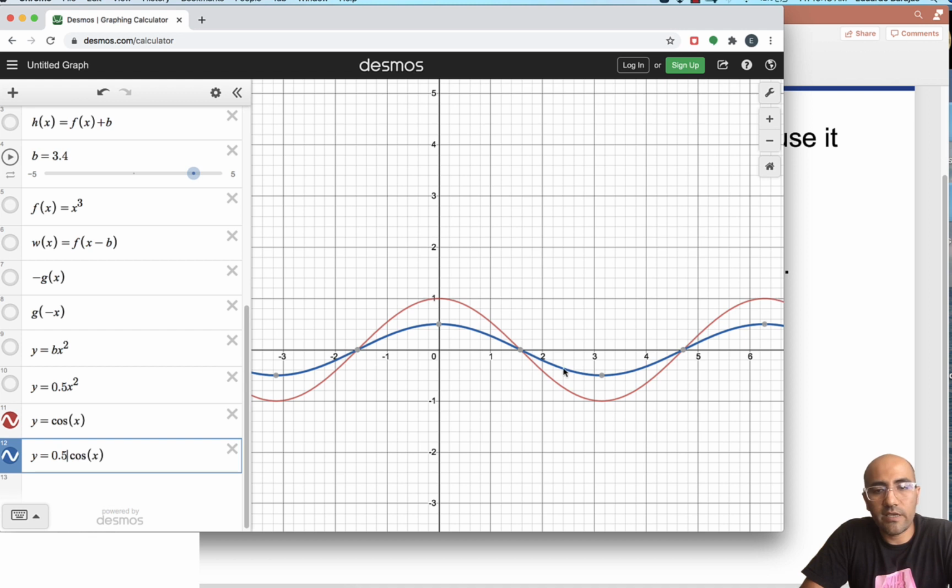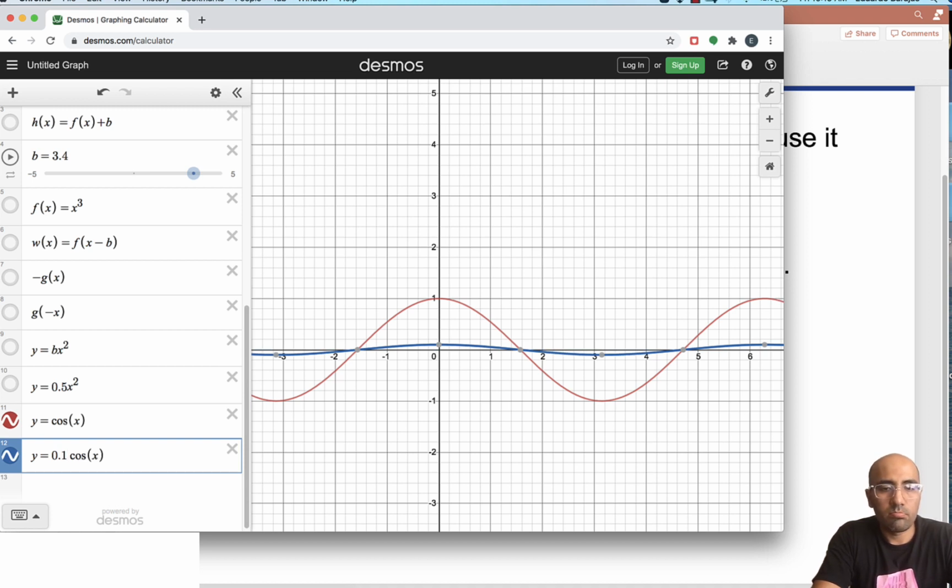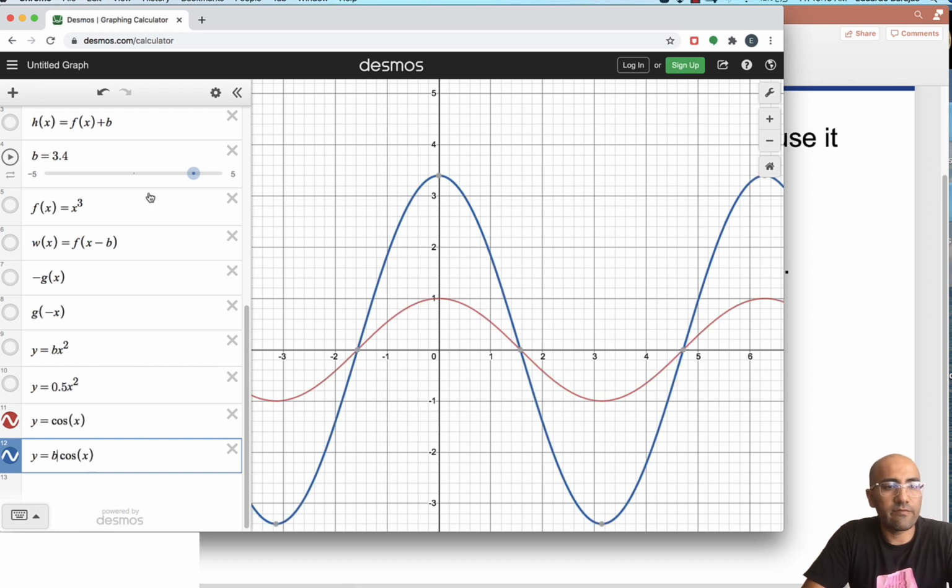The original cosine is the red one, and now 0.5 cosine is this blue one that gets squashed down. The smaller the decimal, the more you squish it down. It's 0.2 cosine of x, you compress it vertically. 0.1 gets compressed even more. Good. But notice that the zeros never get affected. It still goes through that point, still goes through that point. The only thing that gets affected is all the other output values. Any questions? So if you put a b in front here and check it for different values of b.